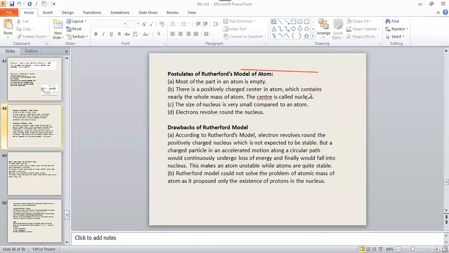This type of circular, spherical positively charged center, and at the center there is a nucleus. This mass is embedded in this part, and the other part is the whole mass of the atom. It is embedded in the center. The size of the nucleus is very small as compared to the atom. So this size is very small as compared to the size of the atom.